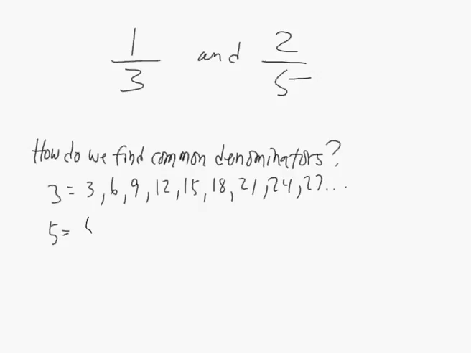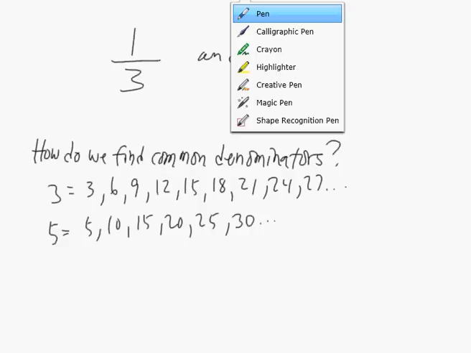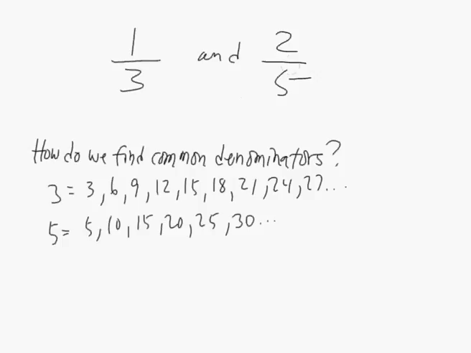And the multiples of 5 would be 5, 10, 15, 20, 25, and 30, and so on and so forth to infinity. Now, the common multiples they share, they share the numbers 15, and if I was to go one more, I would find they share the number 30. And they would share multiples beyond that as well. But those two they share. Now, of those two common shared multiples, I could use either one of them as a common denominator. So in this case, I could use 15 as a common denominator for both 1/3 and 2/5.